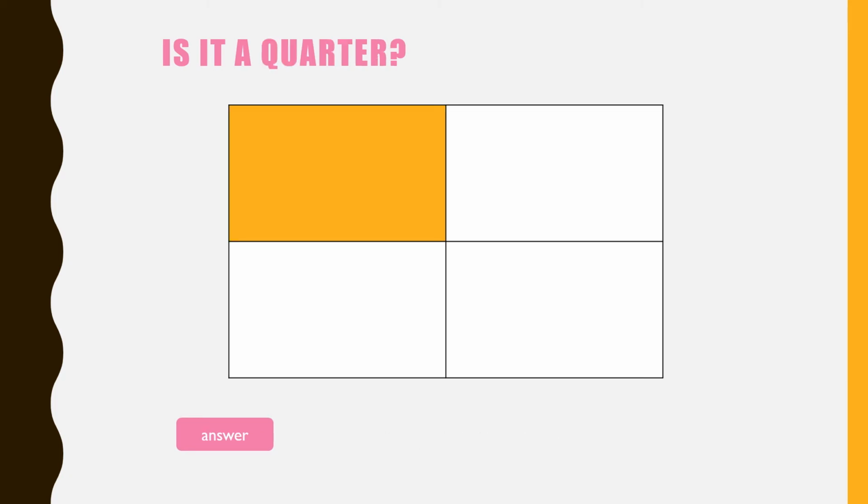What about this one? Does this look like a quarter? A quarter is when you cut a shape into 4 pieces. How many pieces here are highlighted, coloured in yellow? Is that 1 out of the 4? And are they equal? I hope you said yes, because it is divided into 4 equal parts.